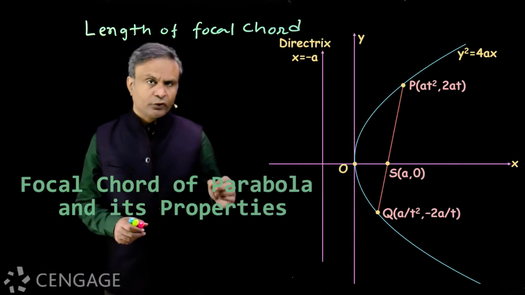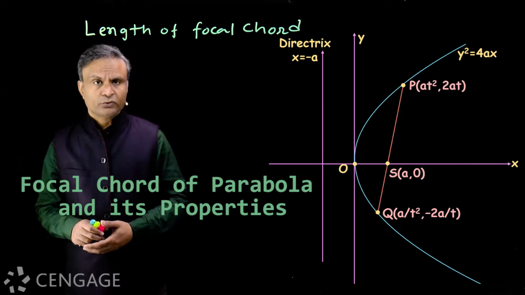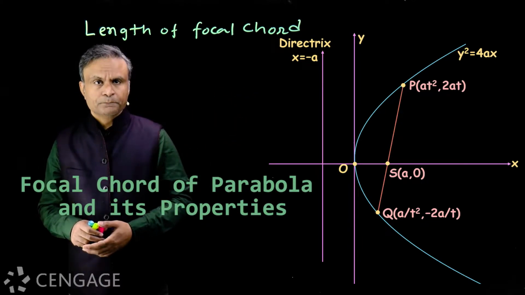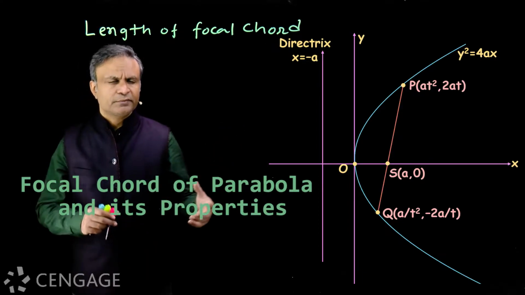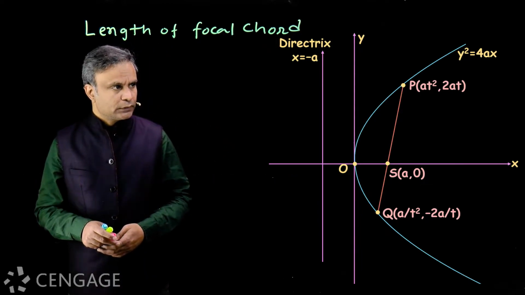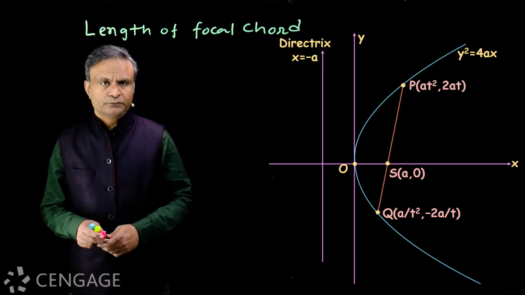Okay, now let's derive the formula for the length of focal chord of parabola y square is equal to 4ax. Here PSQ is focal chord. We have coordinates of points P and Q. We have standard coordinates for the extremities of focal chord. Okay, we can find length PQ using distance formula.